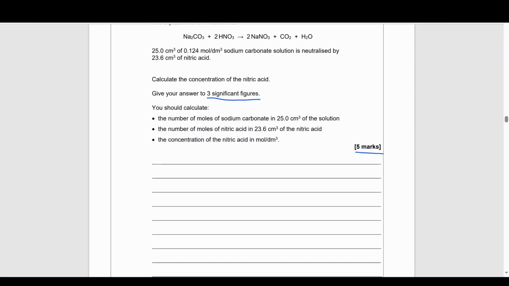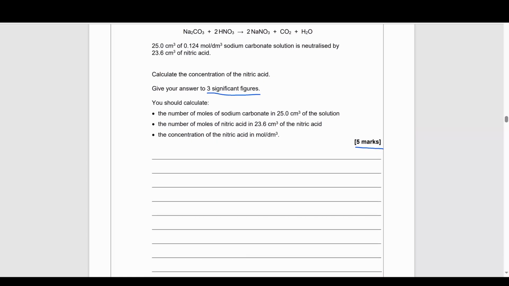So, what we're going to do first is we're going to take our equation and we're going to identify what we have been given in the question for each of the substances in our equation. Now realistically, because we're dealing with a neutralization here, we only really need to focus on the reactants, because we want to find out how much acid will neutralize how much alkali.